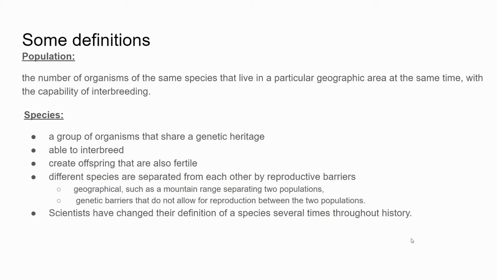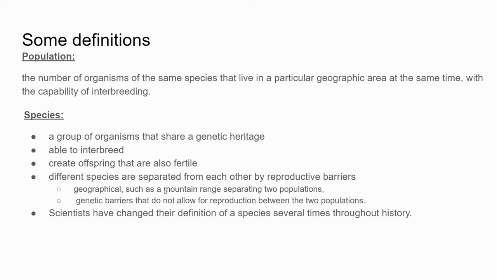But some of the characteristics: they should be able to interbreed, so they should be able to breed with one another. They should be able to create offspring that are also fertile. I know lions and tigers can breed, but their offspring is not necessarily fertile. So it doesn't really count, I guess, in that instance.